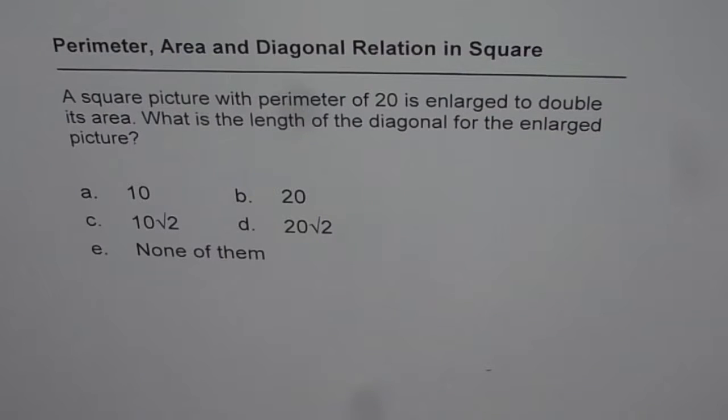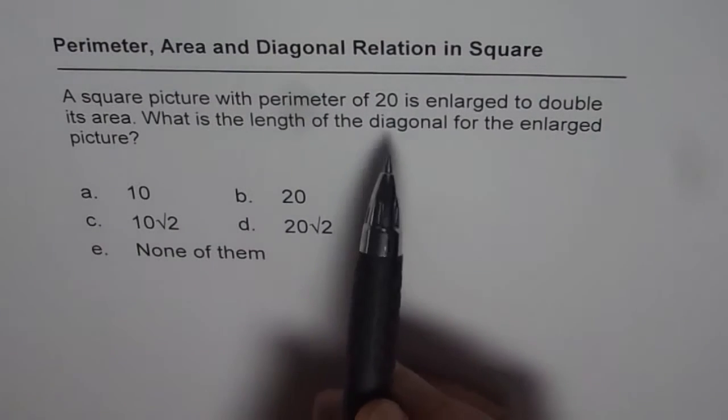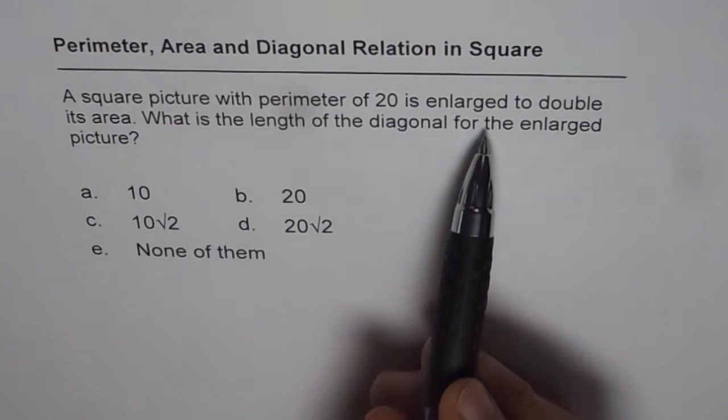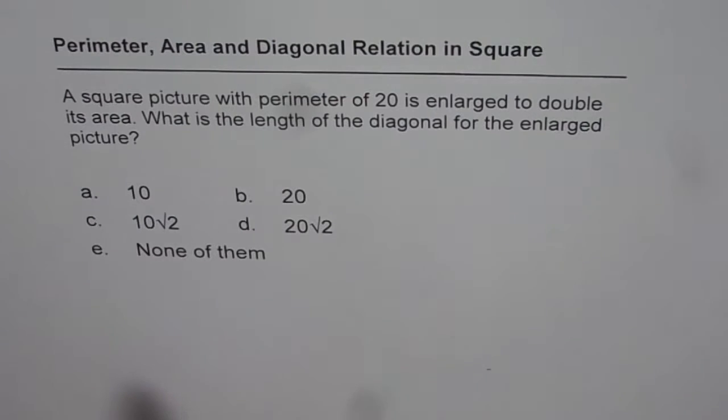Here is a question which relates perimeter, area and diagonal in a square. I'd like you to read the question, pause the video and answer, and then look into my suggestion. A square picture with perimeter of 20 is enlarged to double its area. What is the length of the diagonal for the enlarged picture? So that is the question.